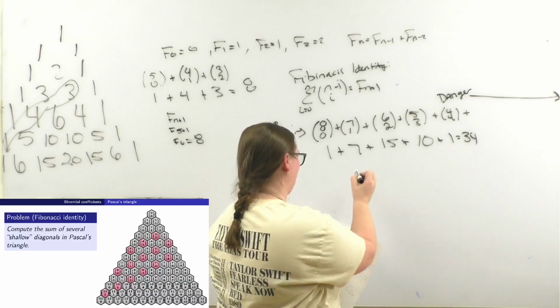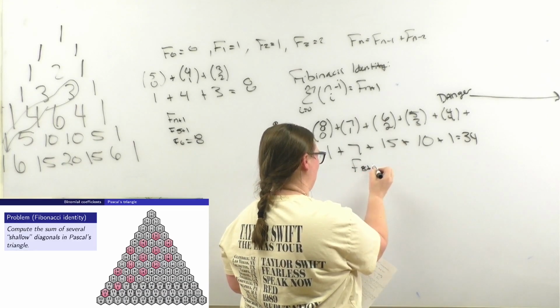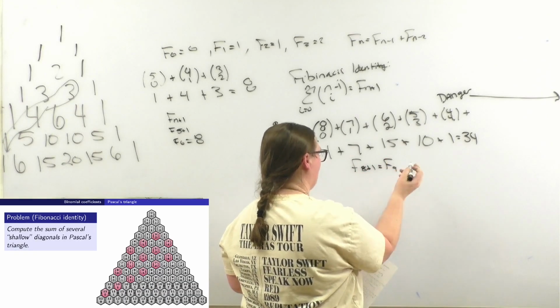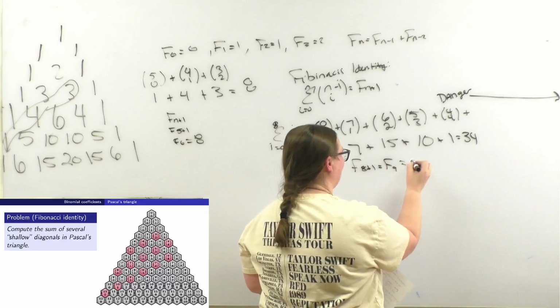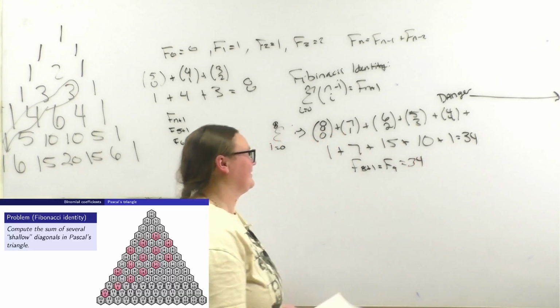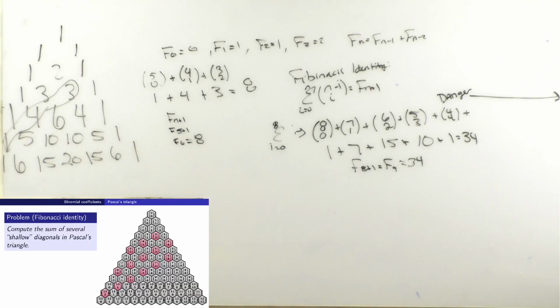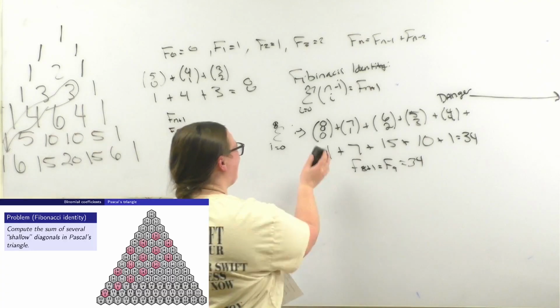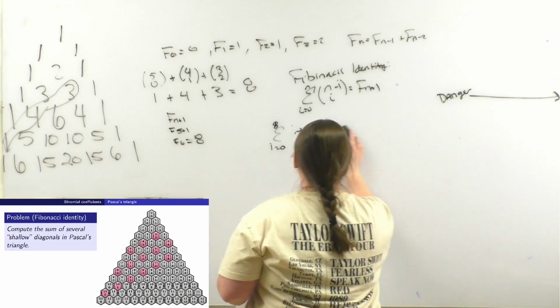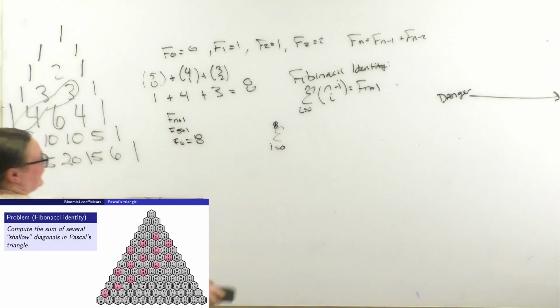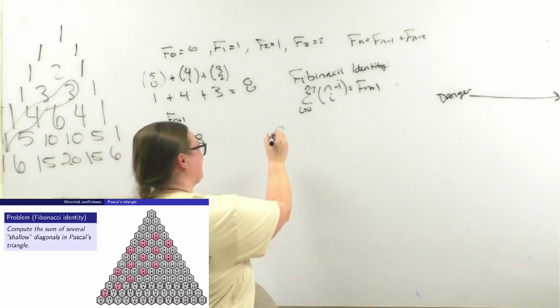And f of 8 plus 1, f sub 9, is indeed 34. I looked it up. You can believe me. So exciting. We're doing one more. Let's do n equals 11. We're getting our rhythm down in the class.